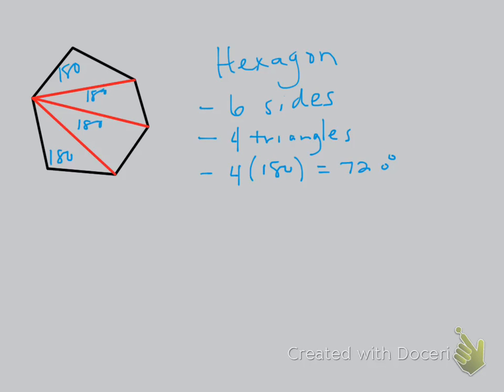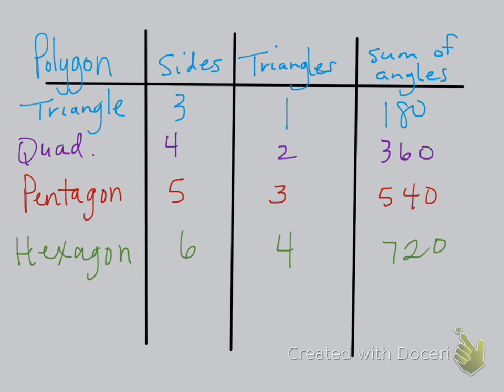Hopefully as you were taking these notes down, you were starting to see a pattern develop. If you didn't, let me make it a little easier. I created a table here. Let's look at this table. In our triangle, we have 3 sides with 1 triangle and 180 degrees. Quadrilateral, you have 4 sides, 2 triangles, 360 degrees. Pentagon, you have 5 sides, 3 triangles, 540 degrees. Hexagon, 6 sides, 4 triangles, 720 degrees.